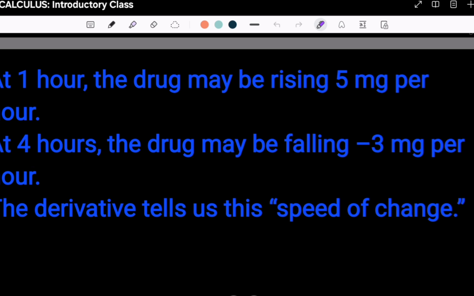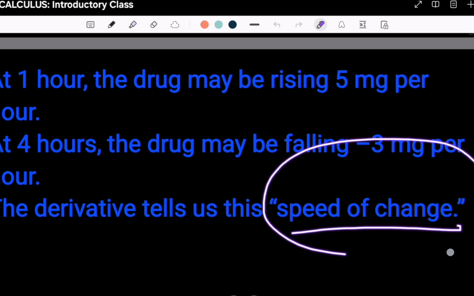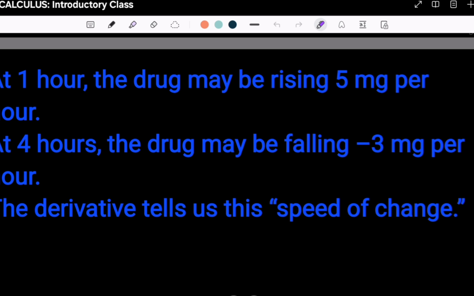The derivative tells us the speed of change. How fast does the drug level fall? So when you know the speed of change, then you can prescribe a time to take the medicine again.